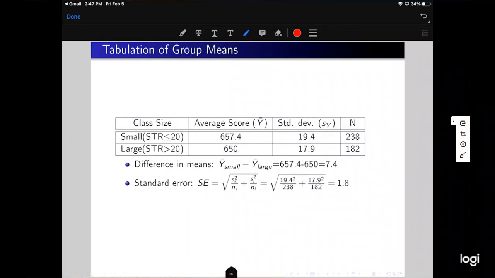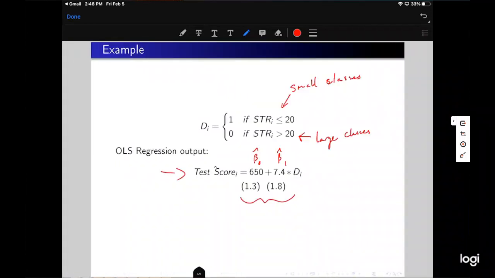Okay, so we can do this by hand. This is not really complicated. We can actually go back here. What is this saying? If D_i is equal to 0, we're talking about large classes, right? If we set D_i to 0, then we're just left with beta hat 0, which is equal to 650. So that says the average test score for large classes is 650.